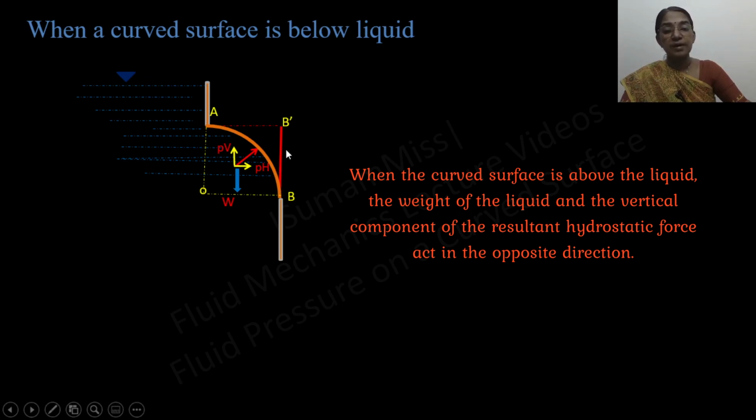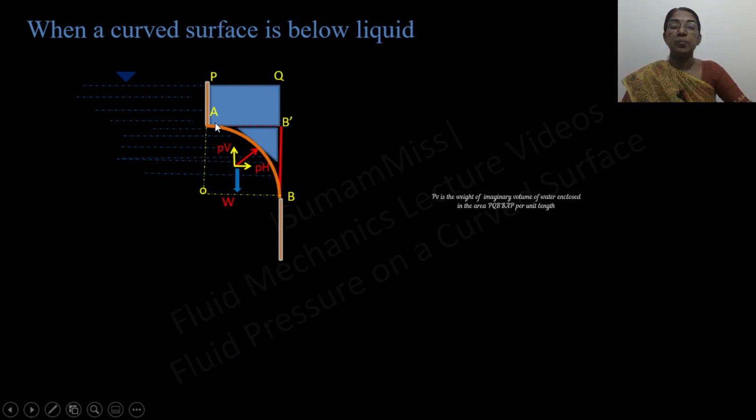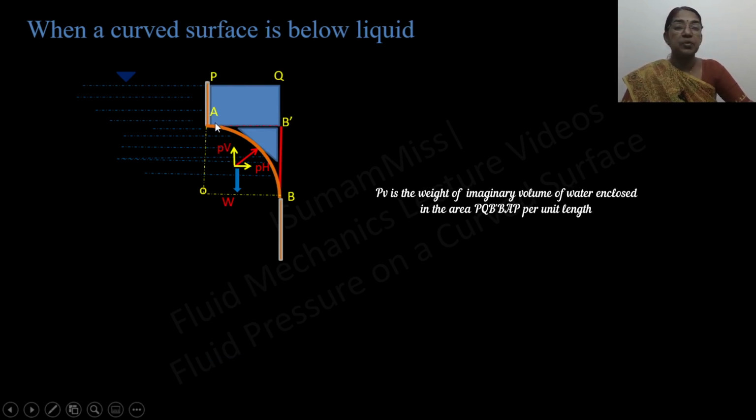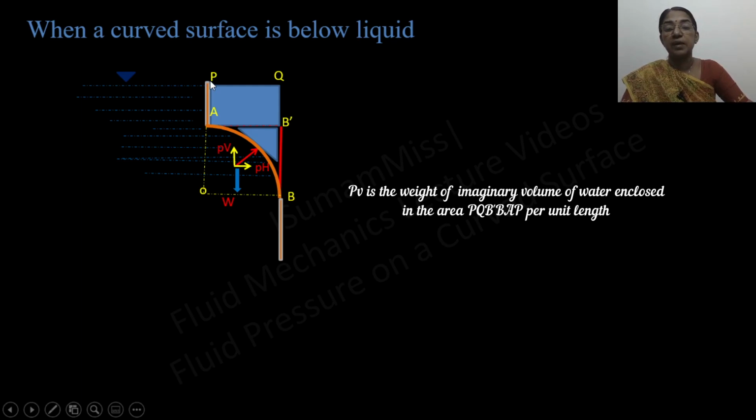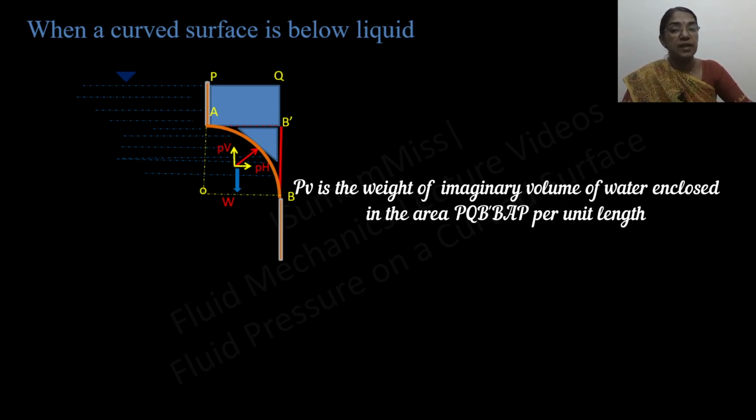Whereas the vertical component, which is acting upward, is equal to the weight of the water column enclosed by AB dash B, plus the water available up to this height. So we have to consider the weight of the water that is enclosed within PQB dash A. So PV is equal to the weight of the water enclosed within PQB dash BA, but it is acting in the upward direction.